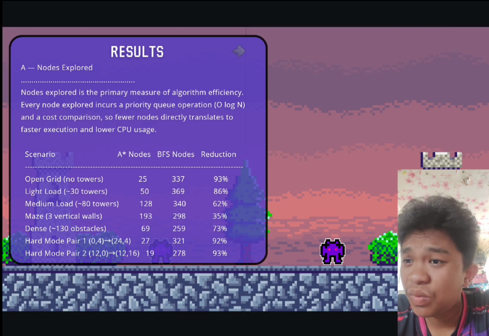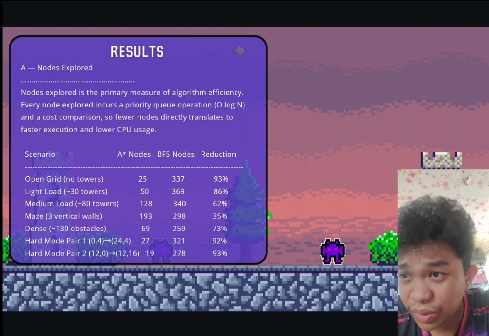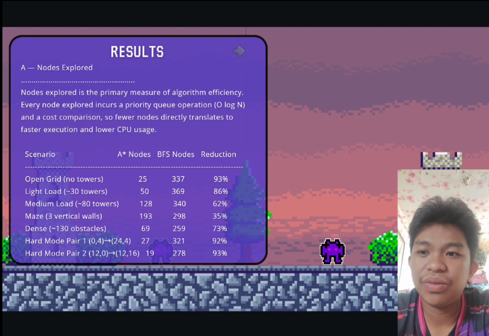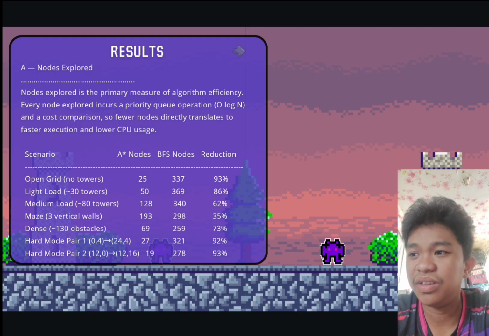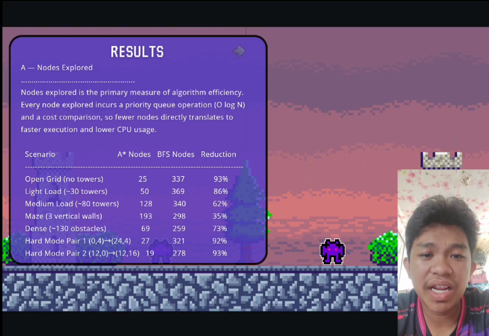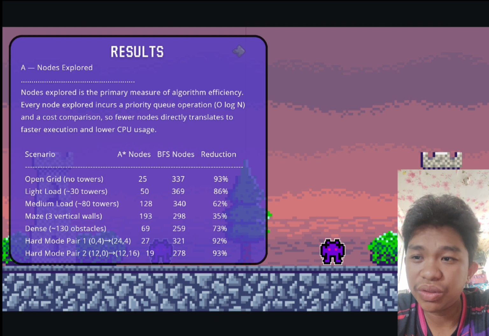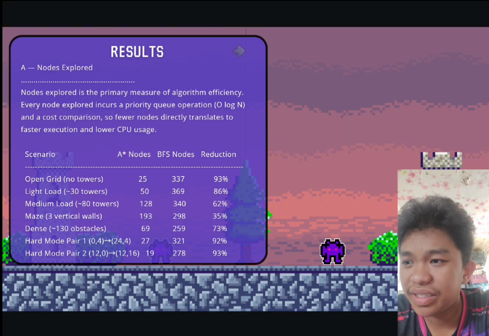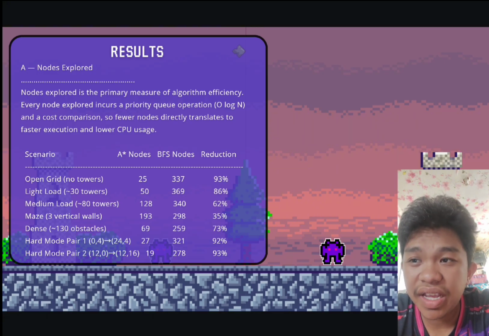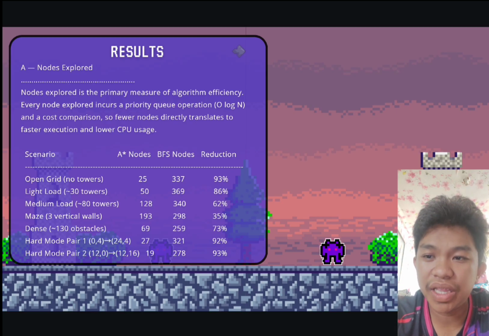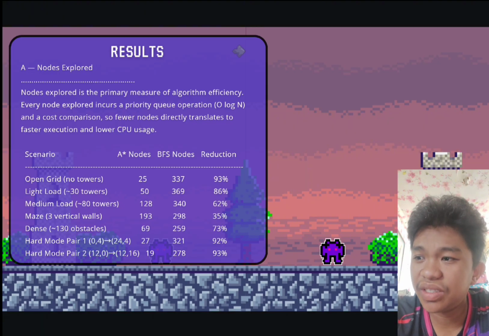Medium load: 80 towers, 128 A-star nodes, and 340 BFS nodes with a 62% reduction. Maze: 3 vertical walls, 193 A-star nodes, 298 BFS nodes, and 35% reduction. Dense: 130 obstacles, 69 A-star nodes, 259 BFS nodes with a 73% reduction.